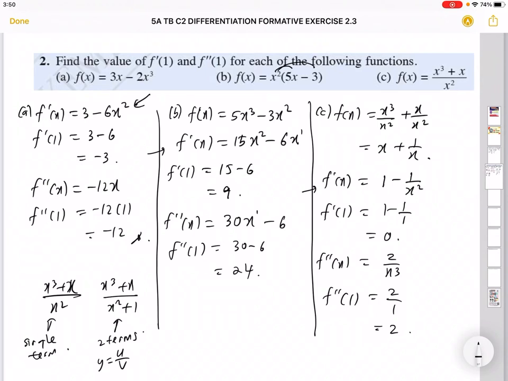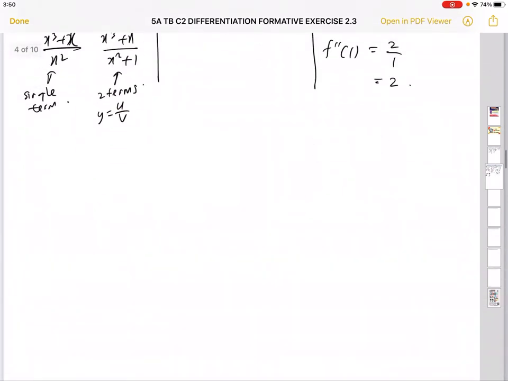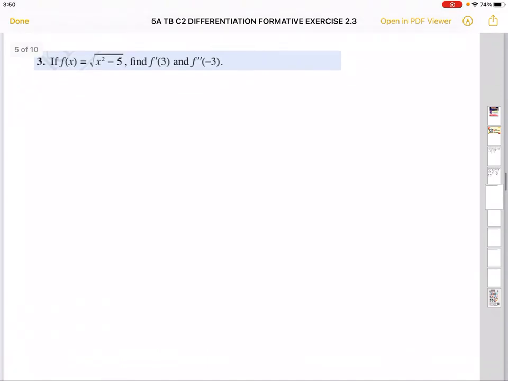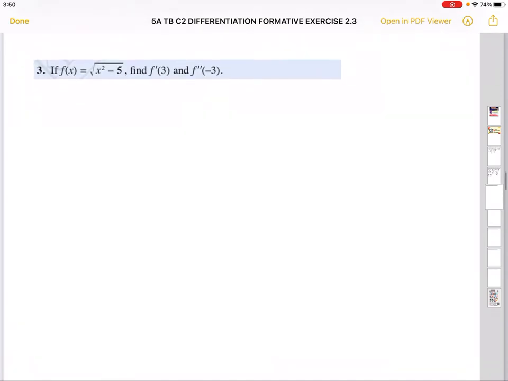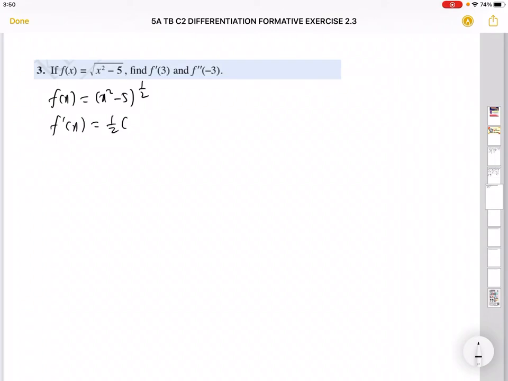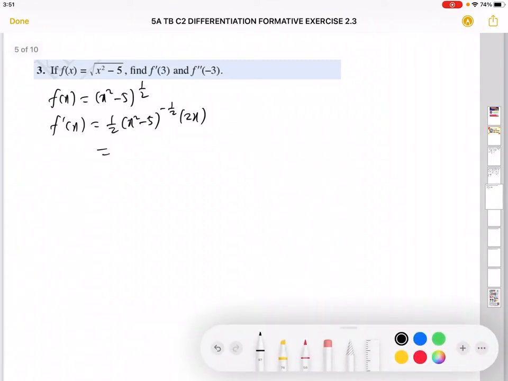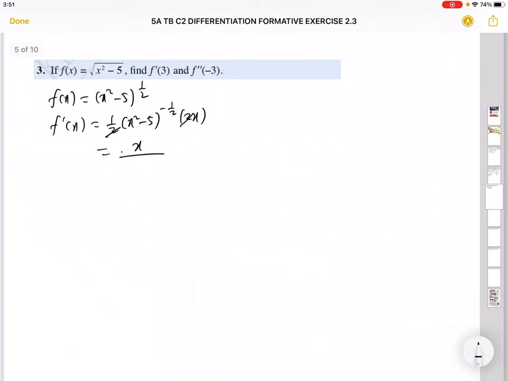All right, moving on to question number 3. Okay, so question number 3, we have to use composite function. So the first thing I would do is maybe I'll write this as x squared minus 5 power half. When we differentiate composite function, we bring the power down, we copy the bracket, we reduce the power by 1, and you differentiate inside the bracket. So here the 2 and 2x, I can cancel these two, right?